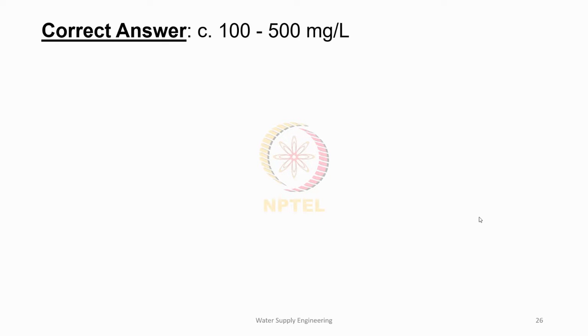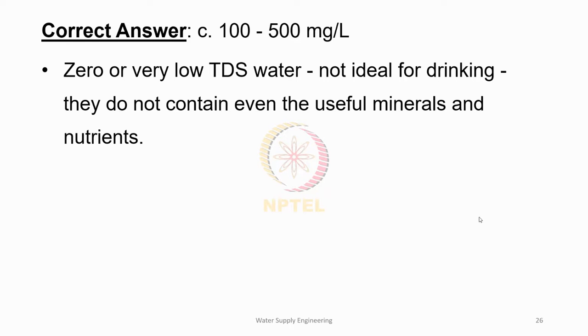Okay, so we'll see the correct answer. It's option C, 100 to 500 milligram per liter. Yes, we have got many answers as option C itself. So it is 100 to 500 milligram per liter.